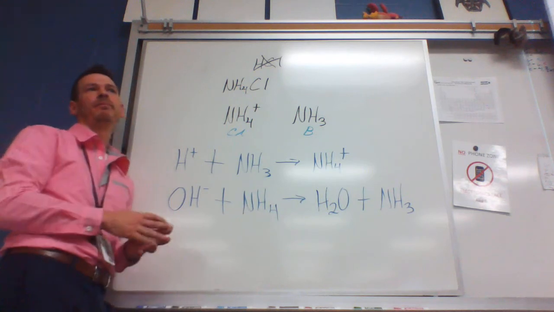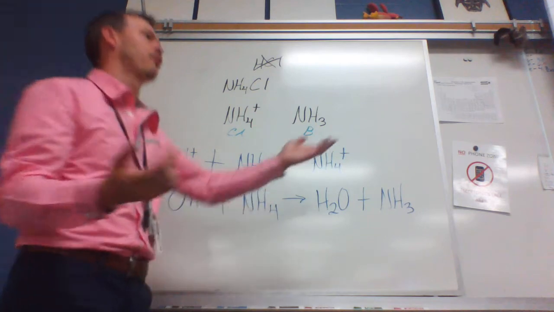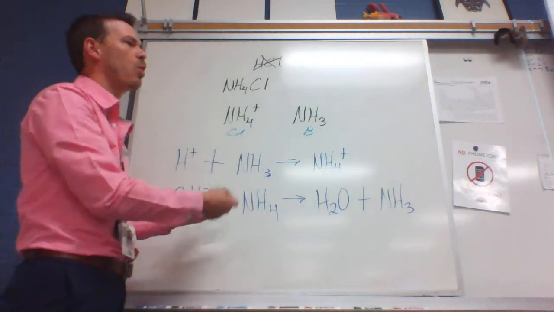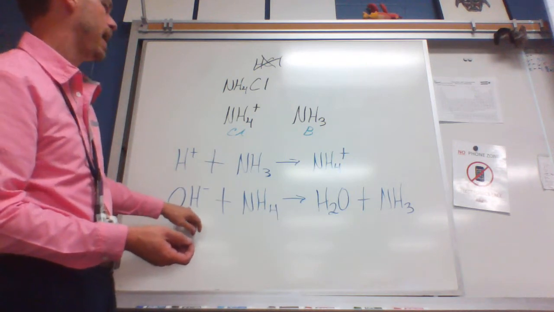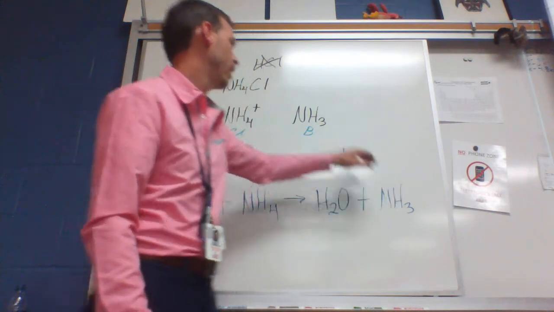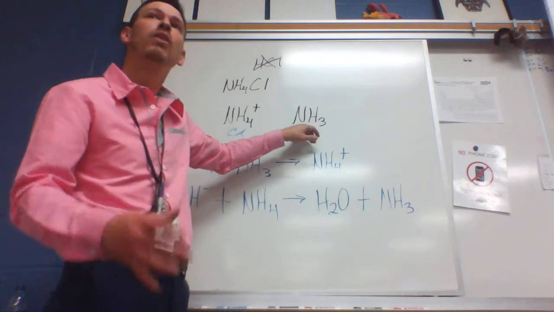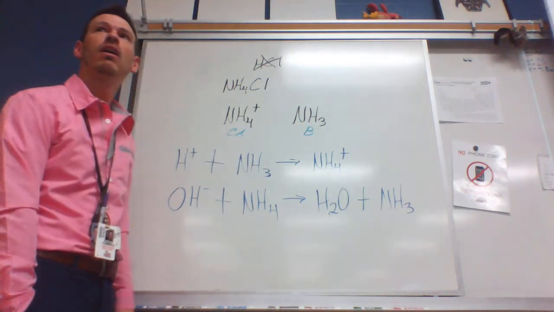Wait, so is that the answer? That's the answer for A and B. I'm showing it through. It wants to know how it would resist. You could be wordy if it was an FRQ, and say that by an addition of strong base, it's going to end up producing water and ammonia, which is a component of the buffer already, therefore it will not alter the pH. Wait, why are we not using the base?